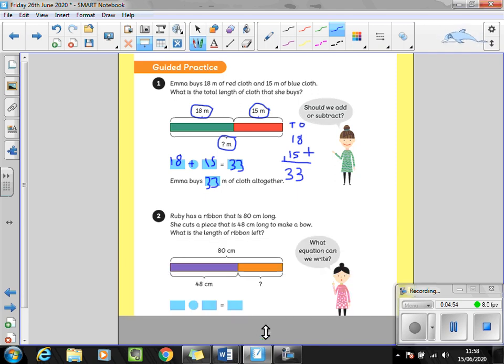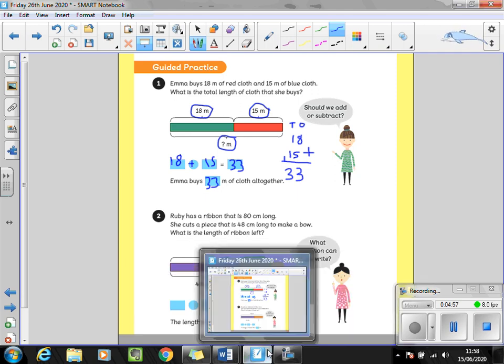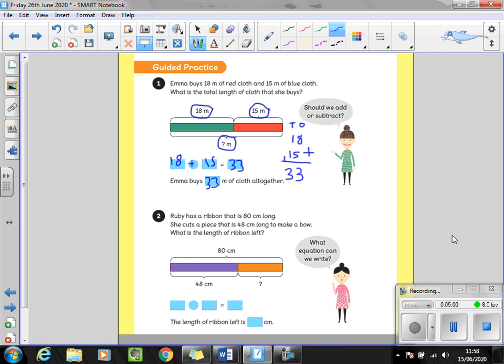Let's move on to question 2. Ruby has a ribbon that is 80 centimetres long. She cuts a piece that is 48 centimetres long to make a bow. What is the length of ribbon she has left?